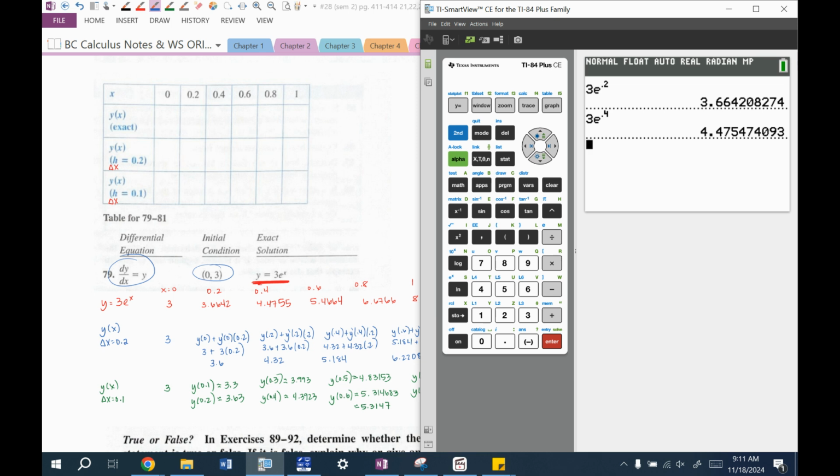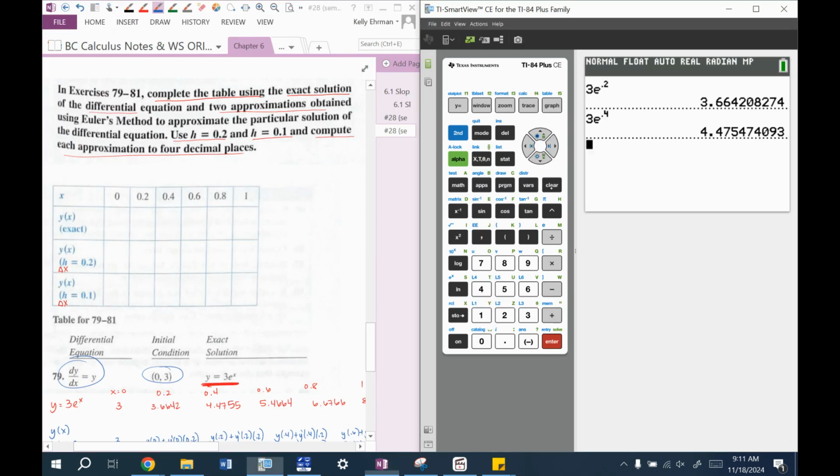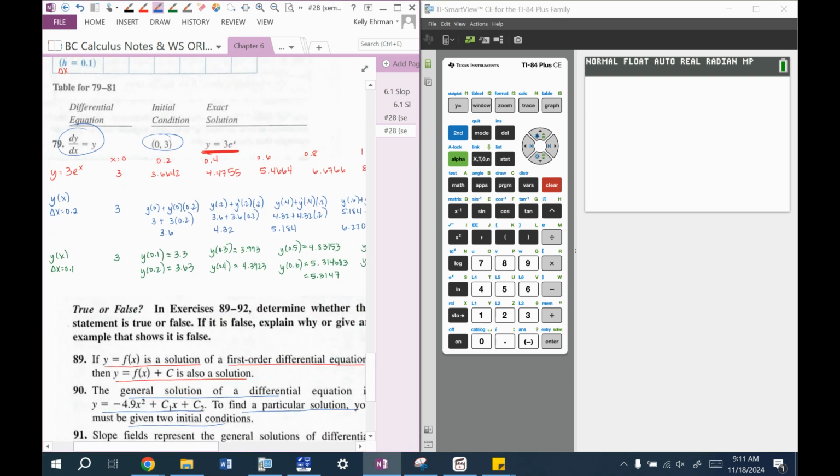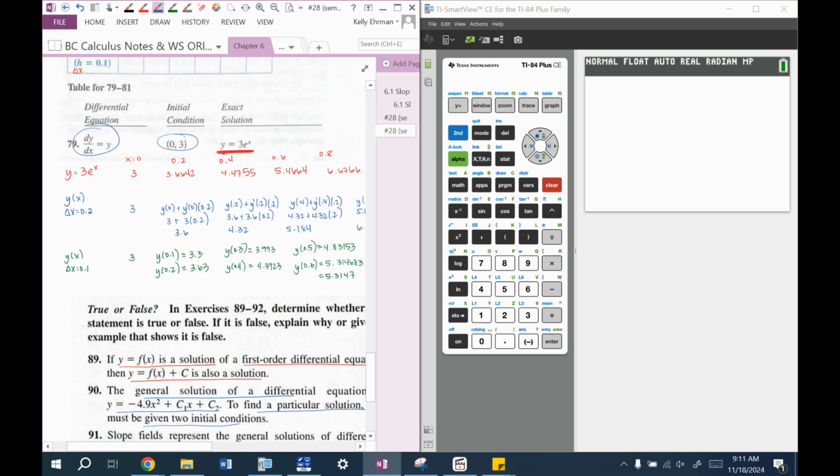So you're still starting at 3. Let me split screen here. We're still starting at 3. Again, it's silly not to write this out because it's easy to mix up numbers here. So if I want to find y of 0.2, I'm going to start at y of 0, add y prime of 0 to that, and multiply by the step size 0.2. And here's the nice thing. dy dx this time is just equal to y. So when I do this, y of 0 is 3, y prime of 0 is also 3, because it's the y coordinate there, times 0.2.